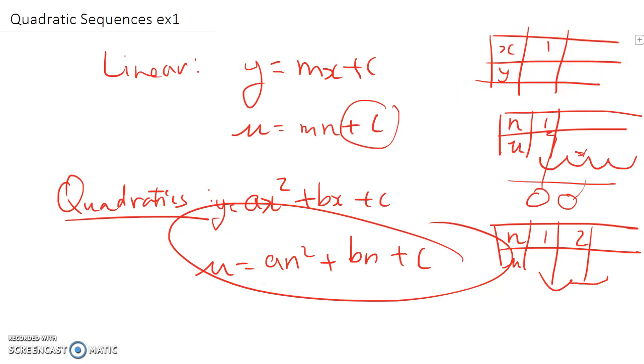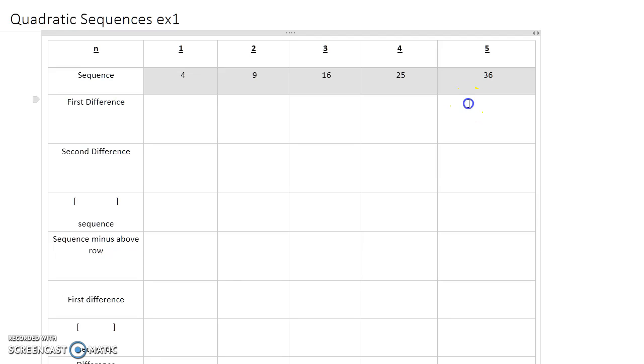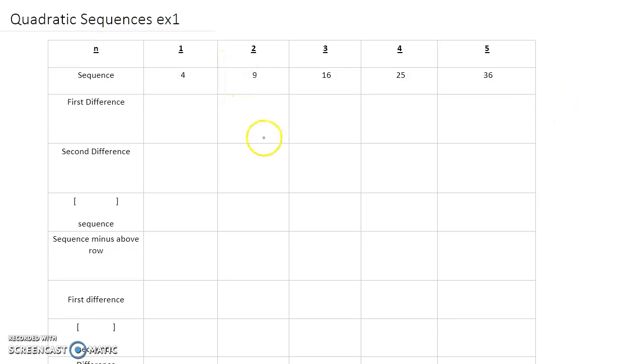So let's look at an example. The first example I've got here: the sequence is 4, 9, 16, 25, and 36. I don't know if this is a linear sequence, or whatever kind of sequence it is yet, because I just need to check the differences. The difference between 9 and 4 is 5. The difference between 16 and 9 is 7. The difference between 25 and 16 is 9. And the next one is 11.